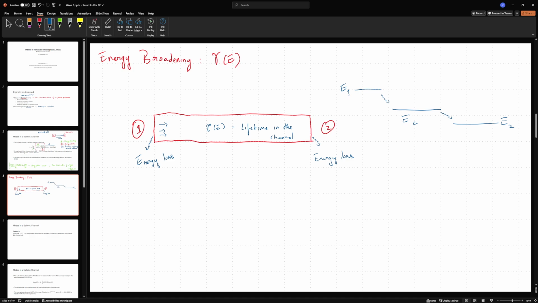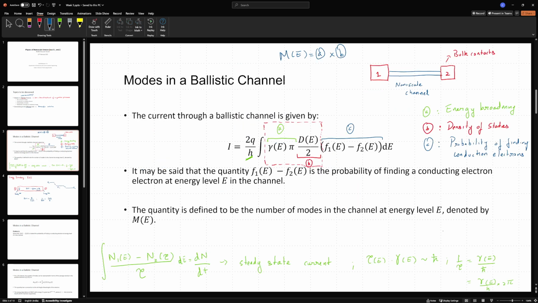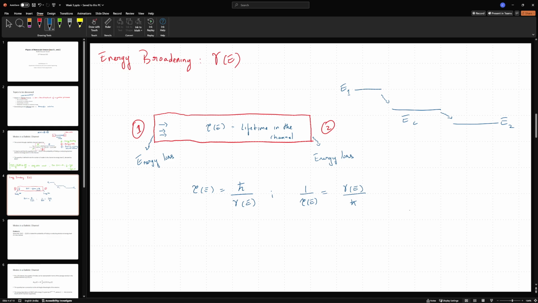And from this, we will invoke the uncertainty relation and say tau of E is equal to h bar upon gamma of E. And from there, we shall write 1 upon tau of E is equal to gamma of E by h bar. Again, this is an approximation because typically when I'm writing the uncertainty relation, this is of the order. This is not an exact equality. But for our present purposes, we can make this assumption. It is perfectly fine.